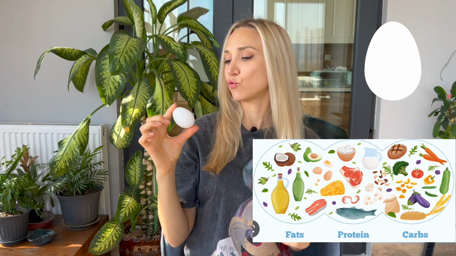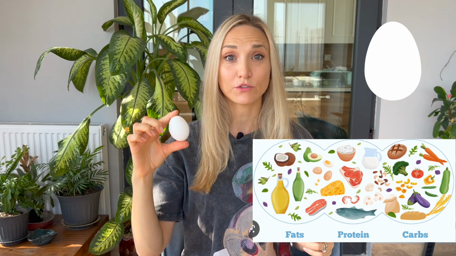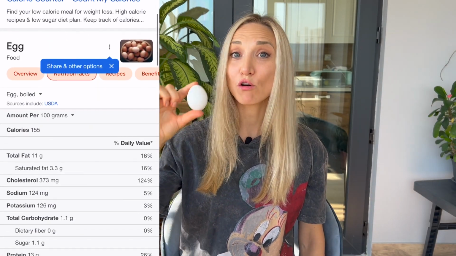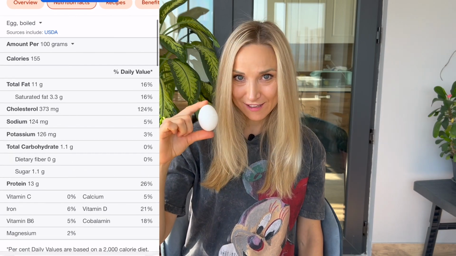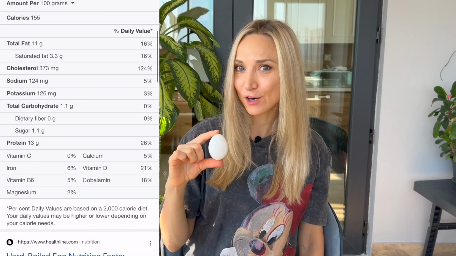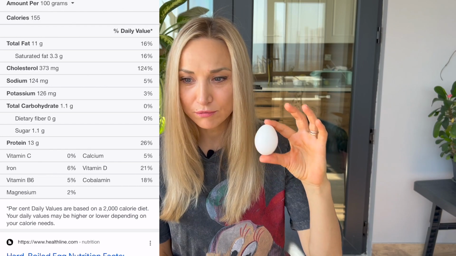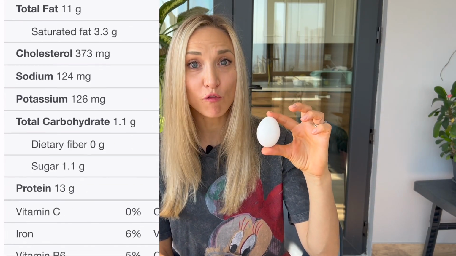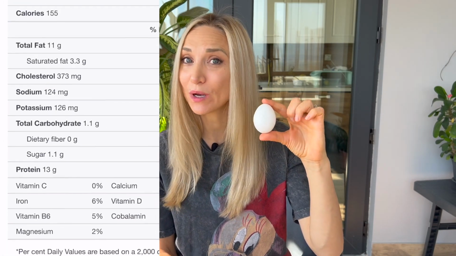So what is protein, what is carbohydrate, what is fat? Let's say this, it's an egg, right? So is it a protein, is it fat or carbohydrate? What do you think? If we check macronutrients of an egg, it will contain fat, protein, and carbohydrates. And according to Google, it will have 11 grams of fat, 13 grams of protein, and 1.1 gram of a carbohydrate. So which one is it, fat, carb, or protein?